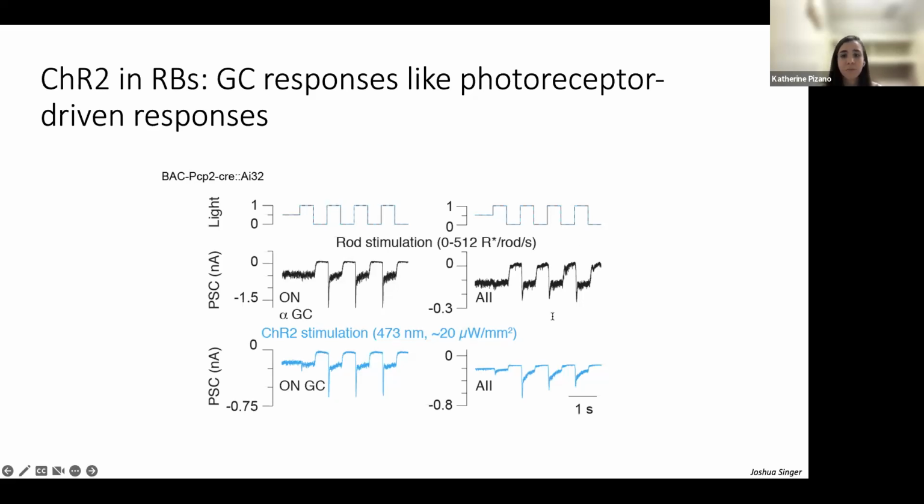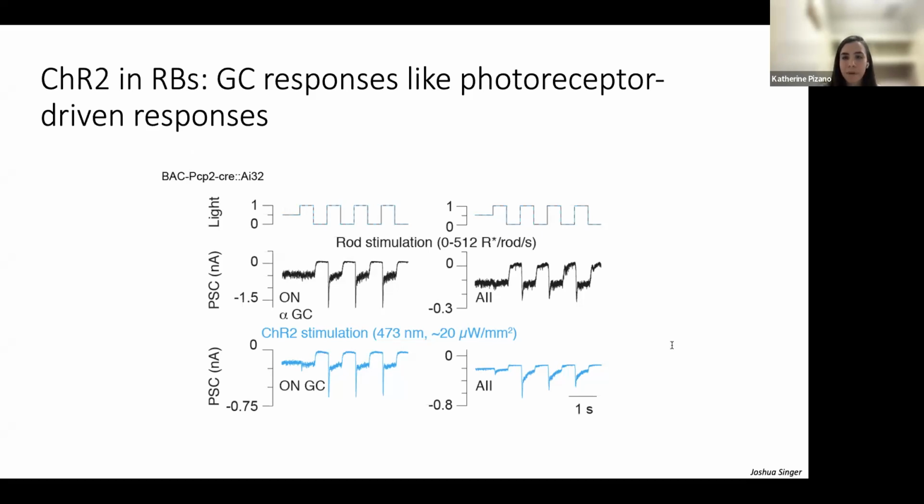So first, what we did was use a dim light stimulus, shown here, to stimulate rod input and record from both these A2 amacrine cells on the right, as well as the downstream response of an on-alpha ganglion cell on the left. And when we do this, you can see that both the A2 amacrine cell and the on ganglion cell respond to our stimulation.